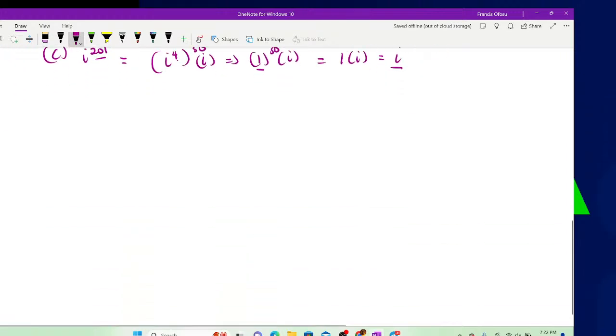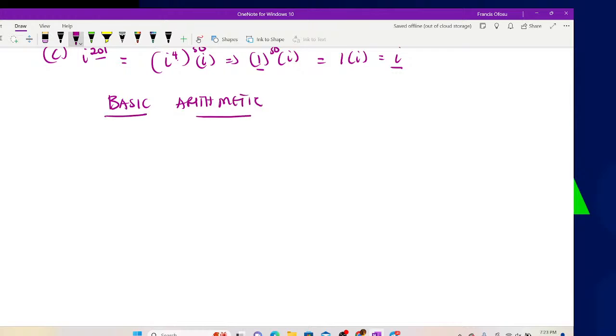At this point, let's delve into the basic arithmetic of complex numbers. For the basic arithmetic of complex numbers, we are going to consider addition, subtraction, then multiplication. Let's reserve the division until after we have done conjugates of complex numbers. So I'll reserve that.